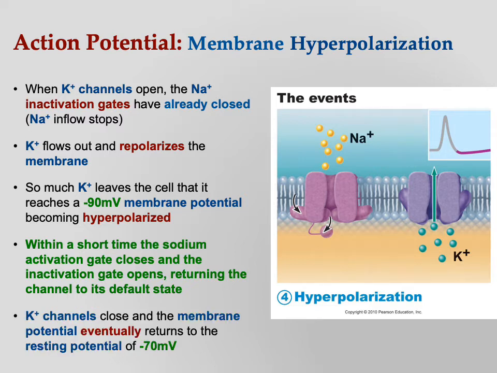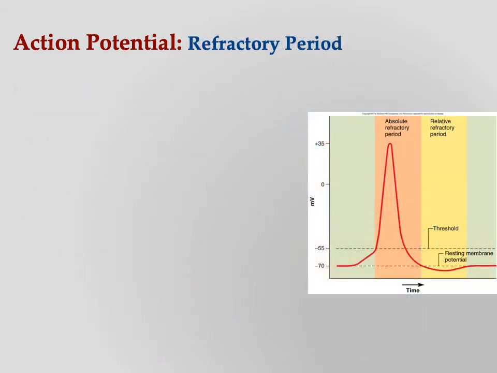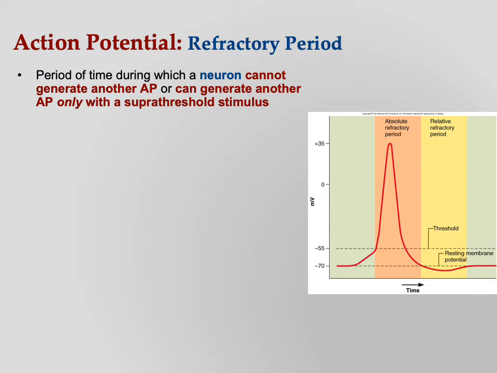And potassium channels close. The sodium-potassium pump will eventually return us to the resting membrane potential. How did we get back there again? The sodium-potassium pump. Pumped all the sodiums back out, pumped all the potassiums back in. Now, there was that brief period of time during which the sodium activation gate was still open, the sodium inactivation gate had shut.